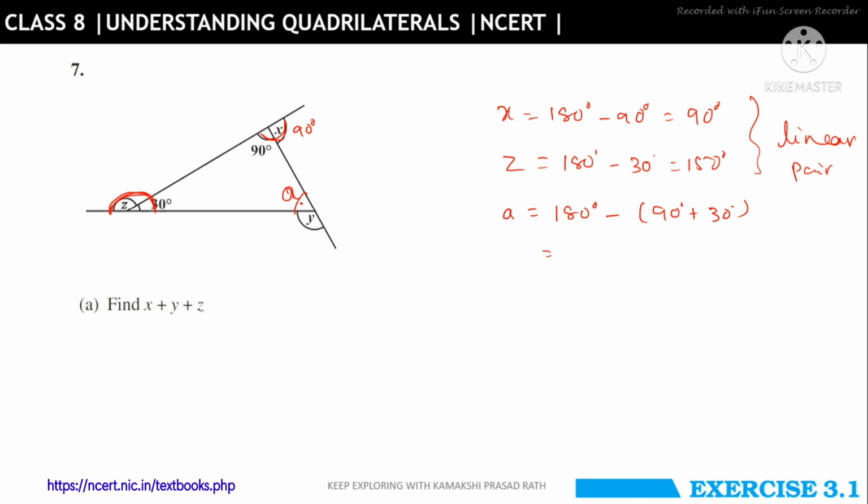So the third angle equals 180 minus the sum of the two interior angles given. So 180 minus 120 gives you 60 degrees. If A is 60, then y equals 180 minus 60. That gives 120 degrees, again using linear pair. And this one using the angle sum property.